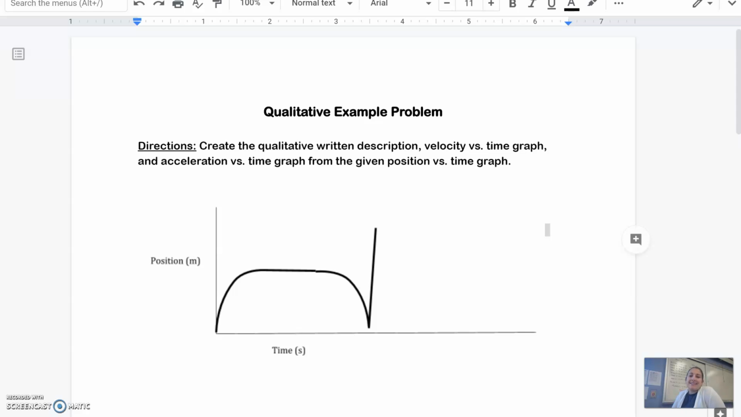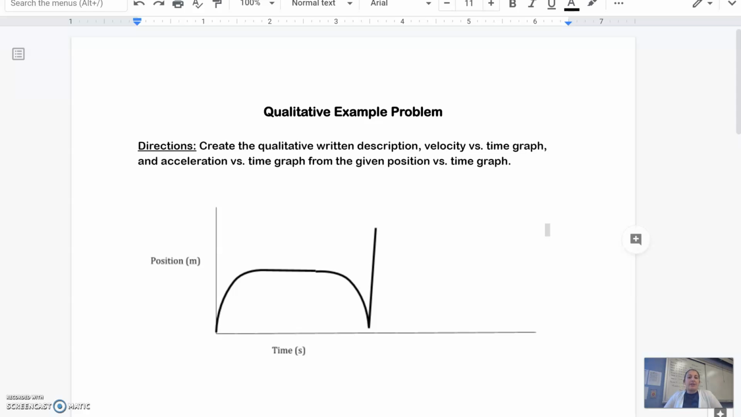Hello everybody. This is the qualitative example problem that's going to go along with your Unit 3 big picture. So hopefully you were either in class to watch the big picture or you already saw the video for the big picture before this point. You pretty much have to have those big picture notes for any of this to make sense.